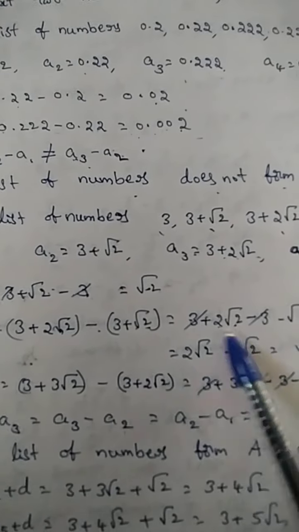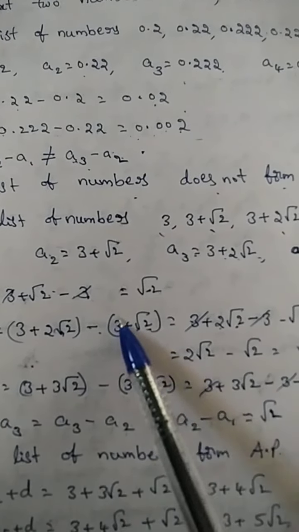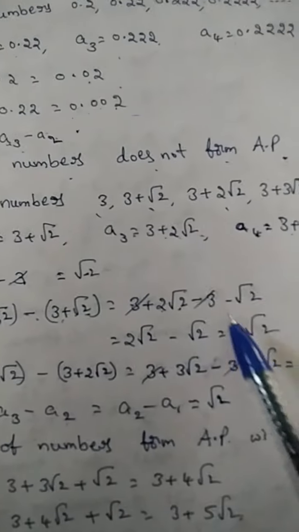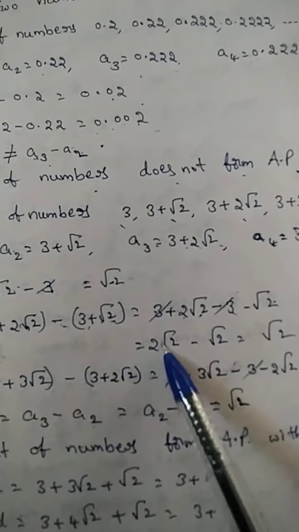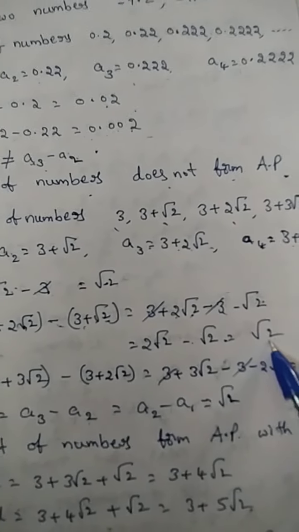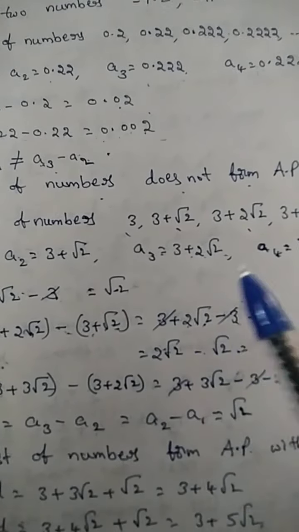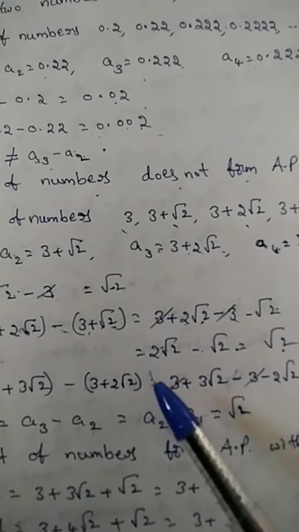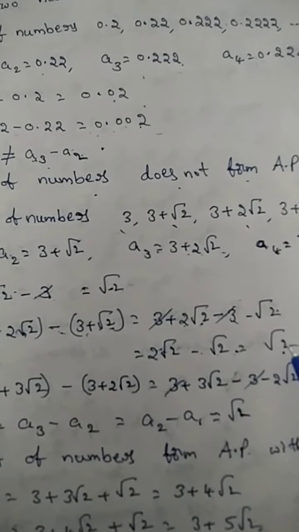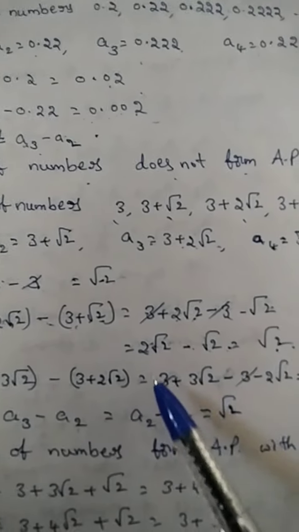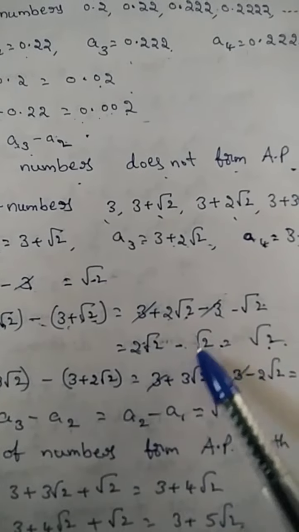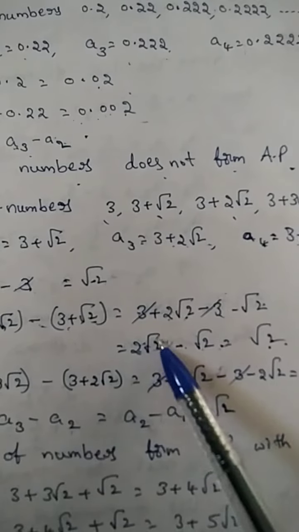So 3 plus 2 root 2 as it is, and the minus is applicable to both terms of the second term. So minus 3, minus into plus is minus root 2. 3 minus 3 cancel, 2 root 2 minus root 2 is equal to root 2. Already we know the topic of irrational numbers from our 9th class. So 2 root 2 minus root 2 is equal to root 2 only. How can you say that? It means the similar irrational numbers, these values are root 2.